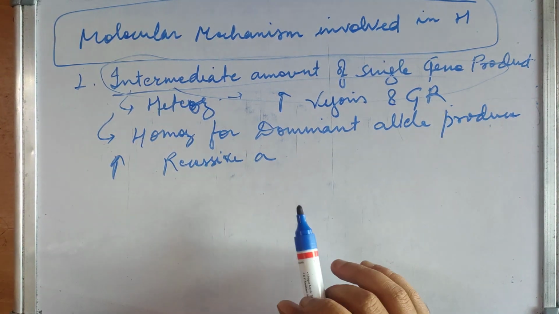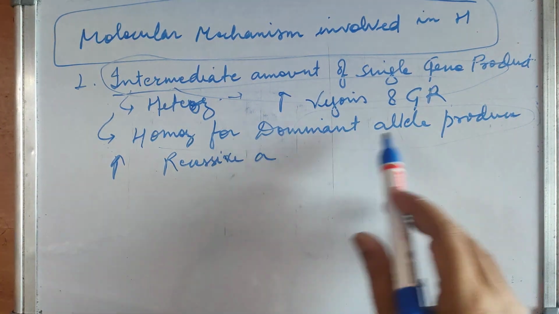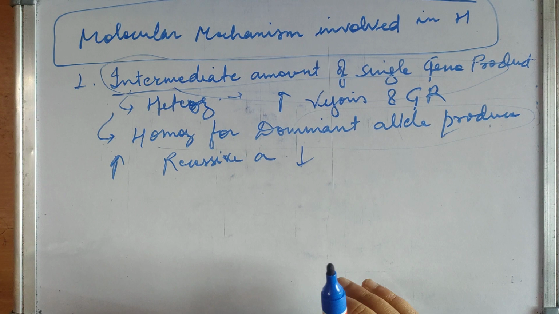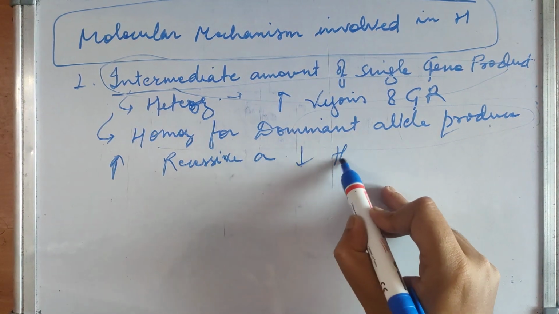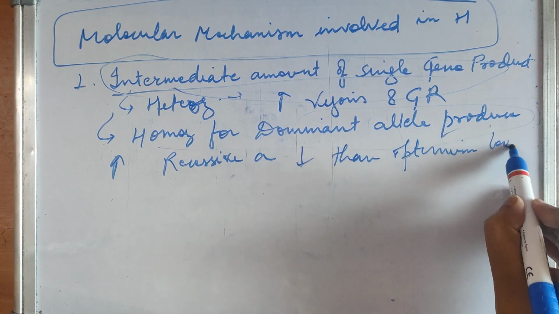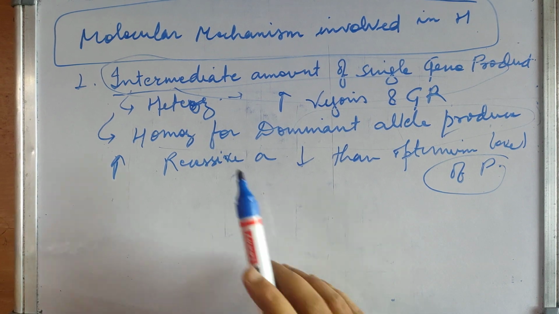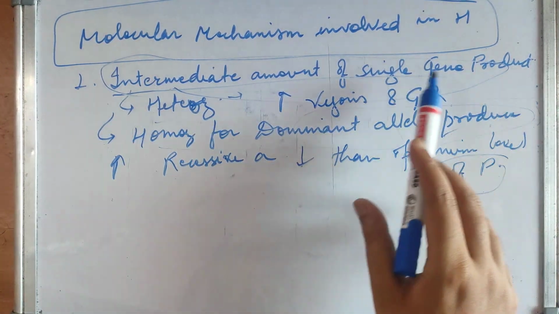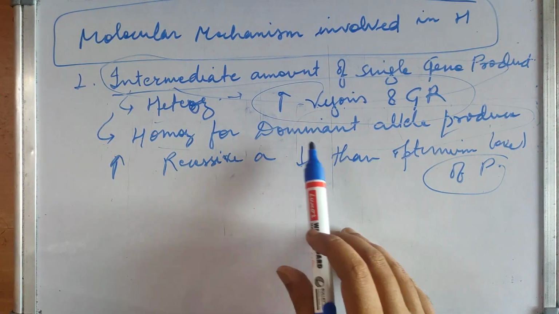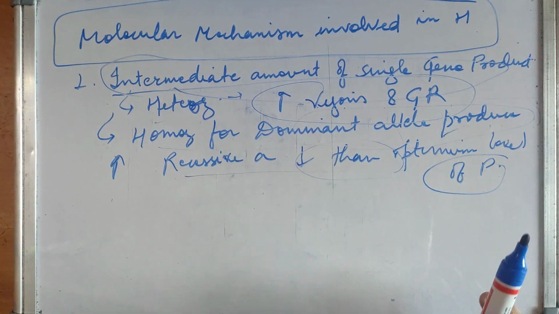The homozygote for the recessive allele produces less than the optimal level. So the dominant allele produces more than the recessive allele, and the recessive allele produces less than the optimum level of product. Hope you understand here that heterozygotes with an intermediate amount of single gene product have increased vigor and growth rate, while homozygotes for the dominant allele produce more than optimum, and the recessive allele produces less than optimum.